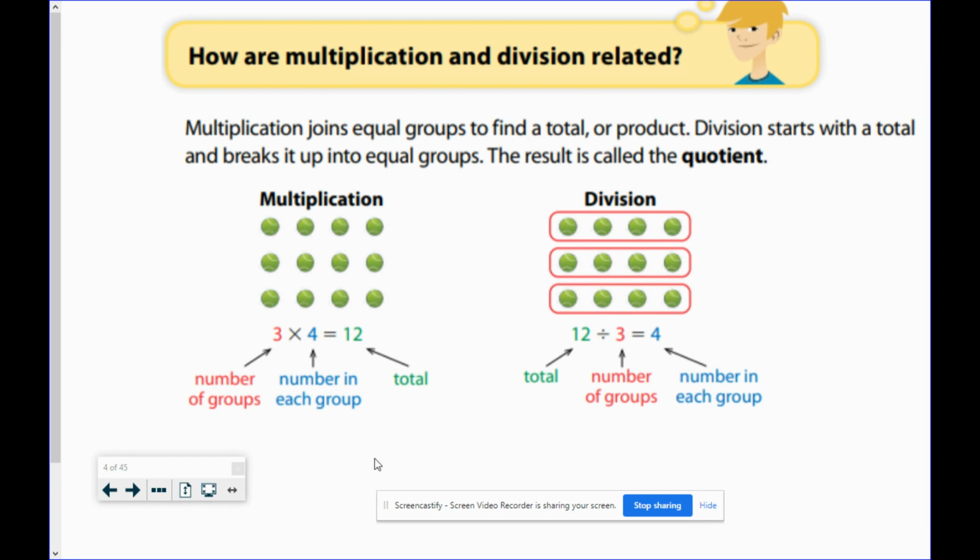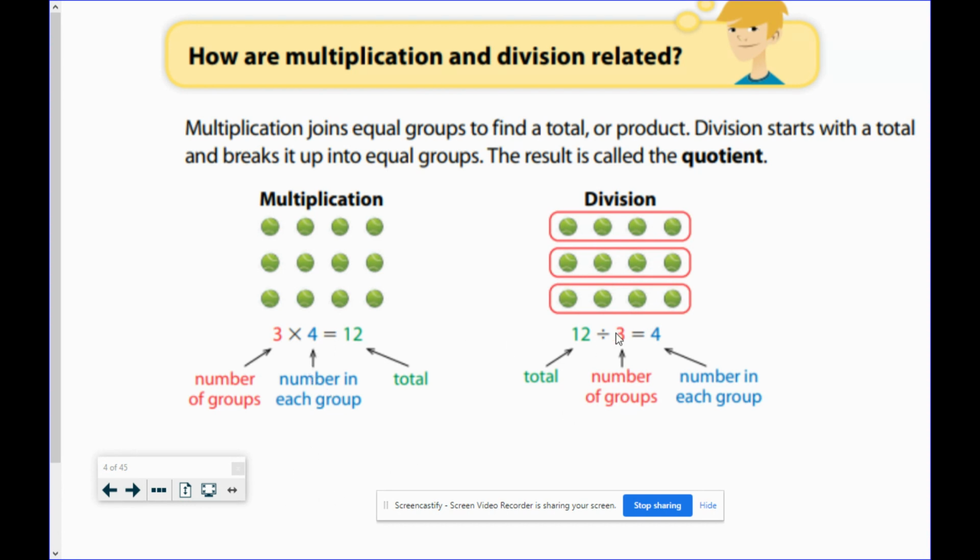Let's just do a review looking at this model. Multiplication is joining equal groups. So if we have 3 groups or rows and we have 4 in each group, then our total, the answer, the product, is 12. 3 times 4 is 12. You've learned your fours facts, so now this should make a little bit more sense. With division, if we take a total of 12 tennis balls and we put them into 3 groups or 3 rows, then we're going to end up with 4 in each group.